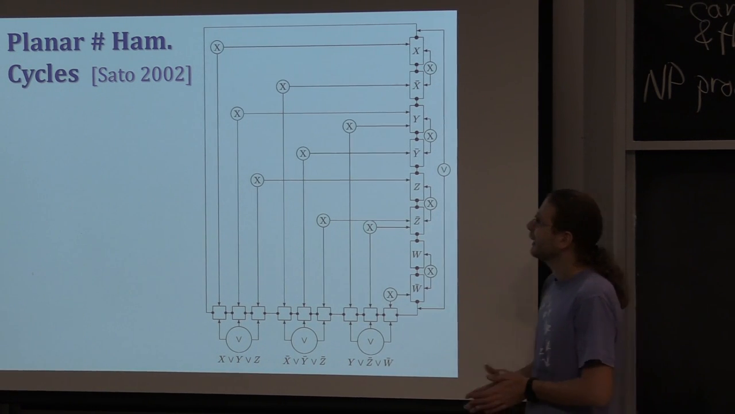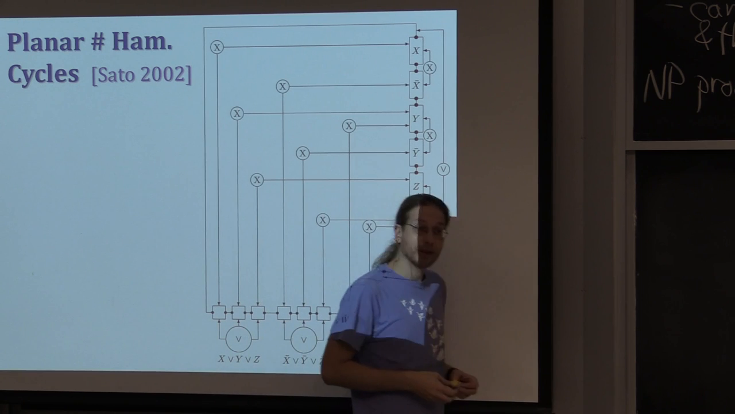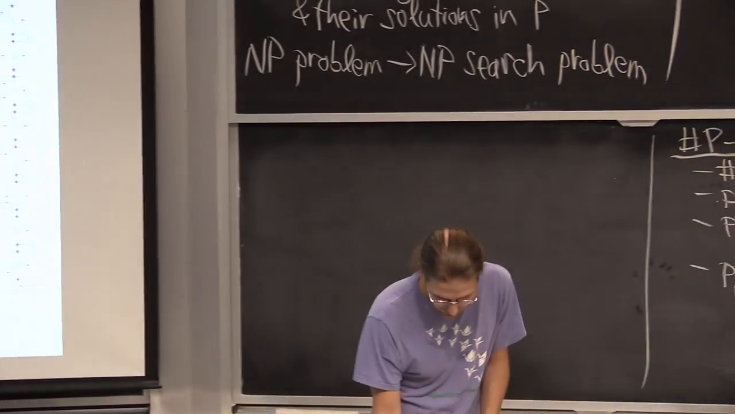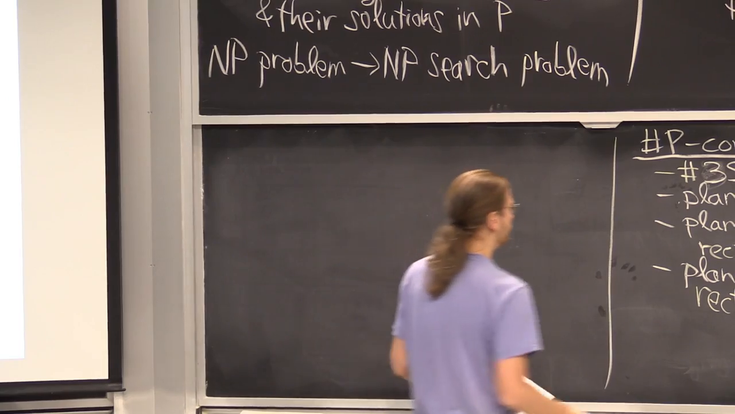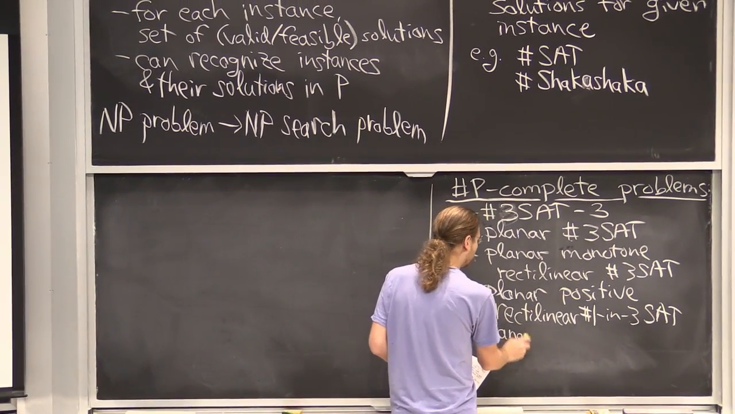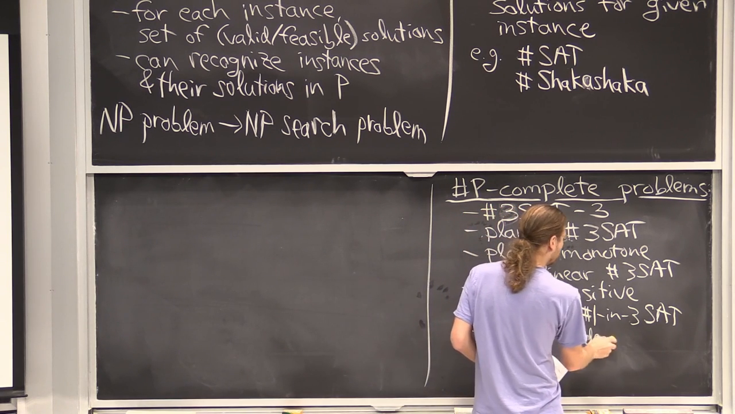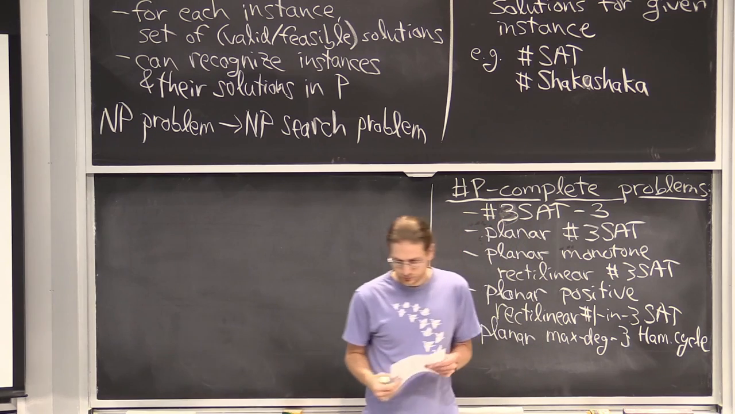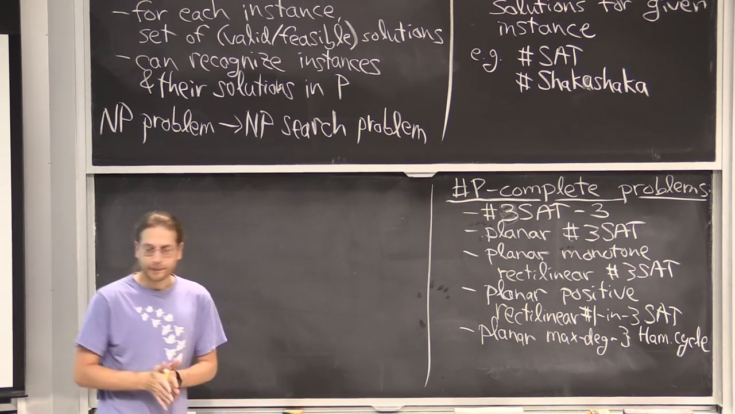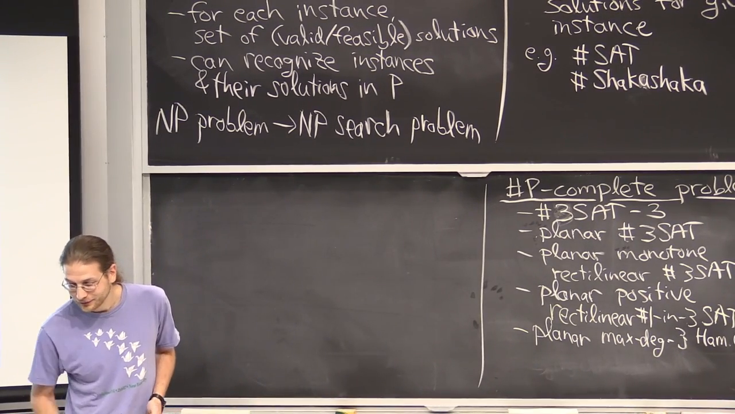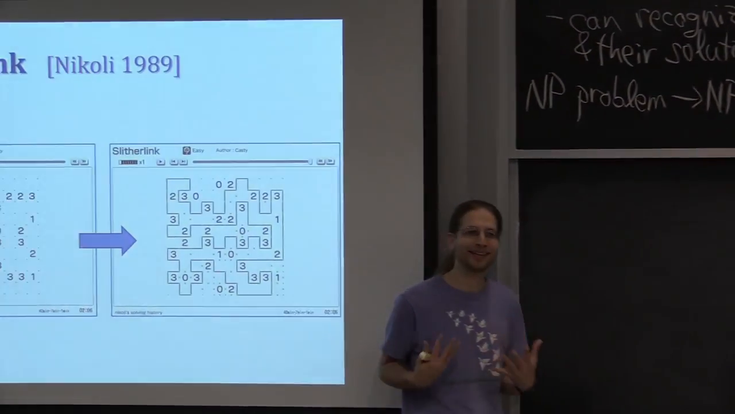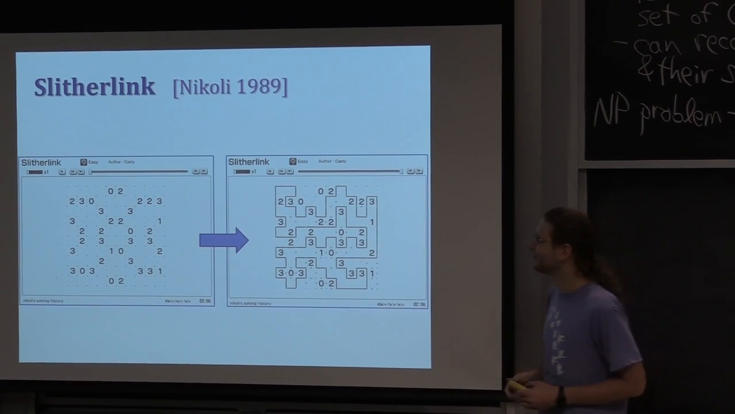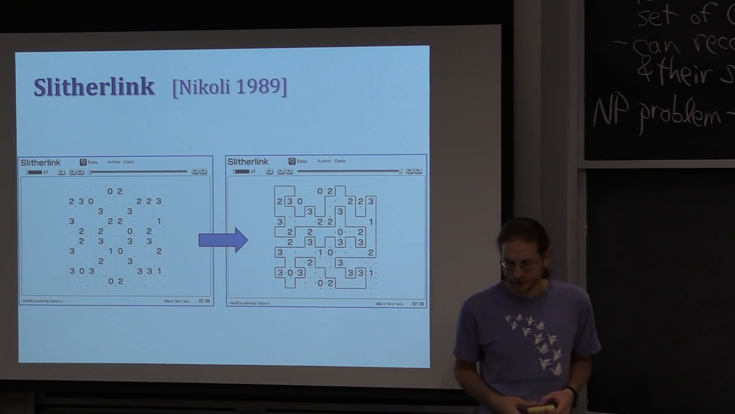So with a little more work, we get that counting the number of Hamiltonian cycles in planar max degree 3 graphs is sharp P complete. That's nice. And from that, we get Slitherlink. I've sort of been hiding these facts from you when we originally covered these proofs. These papers actually talk about it; this one doesn't quite talk about sharp P, but it is also sharp P complete. Counting the number of solutions to Slitherlink is sharp P complete.